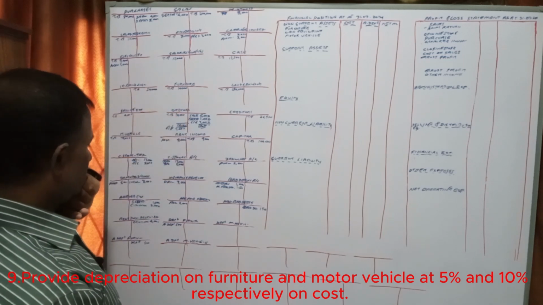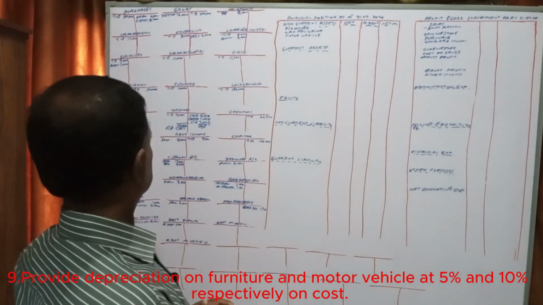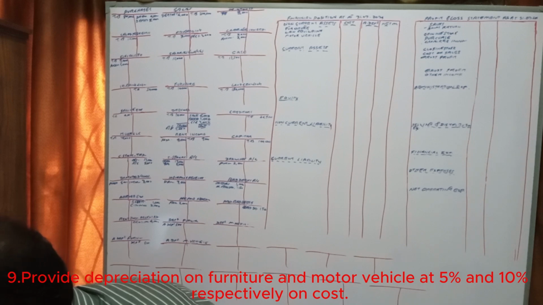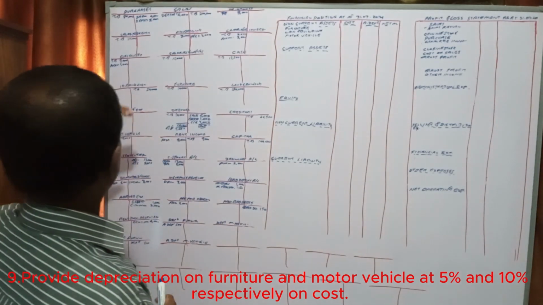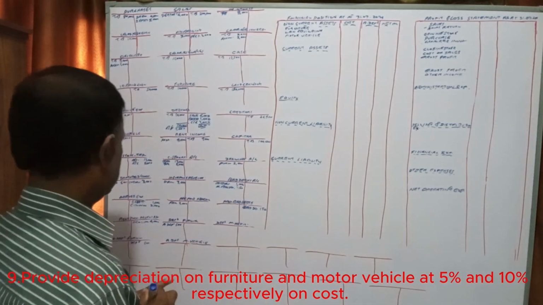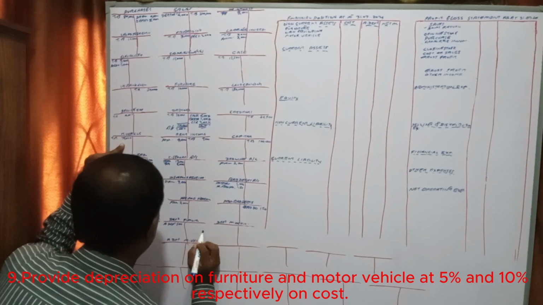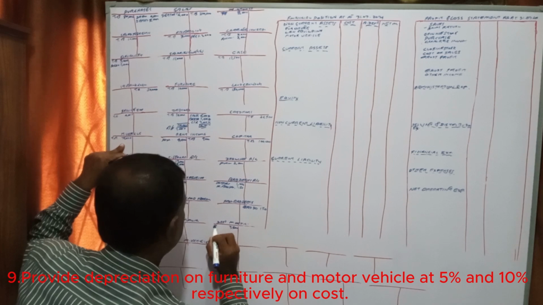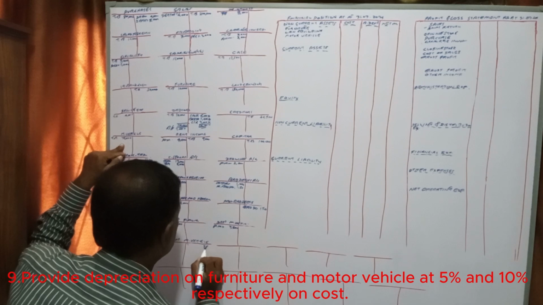Then another one says 10% on motor vehicles. Motor vehicle, what is the cost? 75,000. What is the 10%? 7,500. Depreciation account debit 7,500, provision for motor vehicle account credited 7,500.